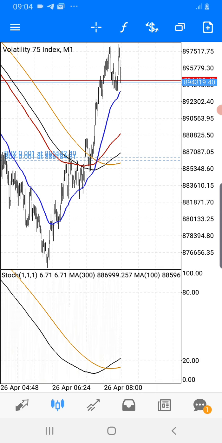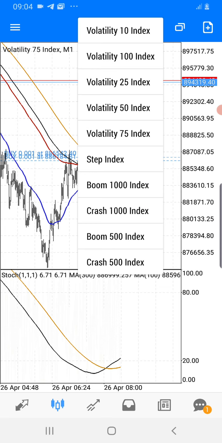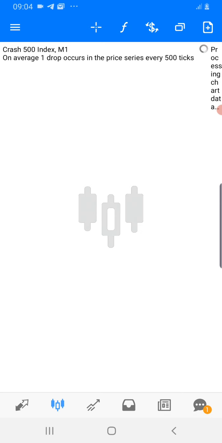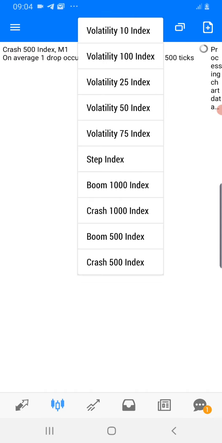What we are doing here today is that I want to bring again to you the strategy that I've shown to you several times. And this is a strategy that I said we are using to trade volatility 75. Soon I'm gonna release another strategy for us to trade all the volatilities.